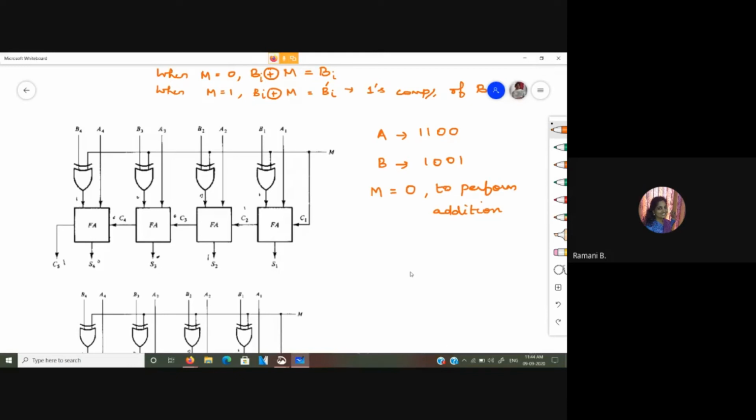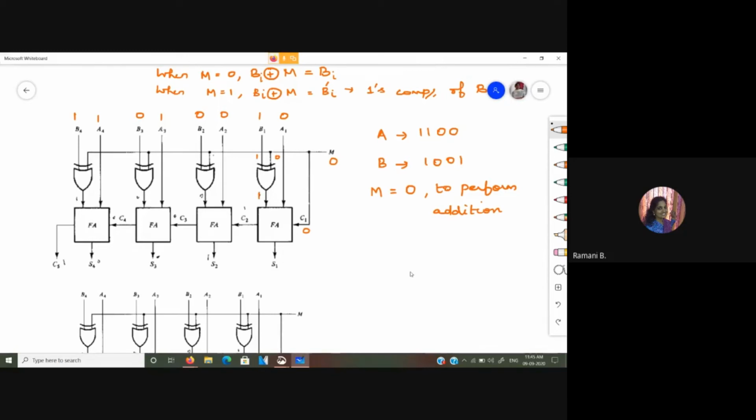Okay, so I am going to have 0, 0, 1, 1 for A and 1, 0, 0, 1 for B. And here I have considered M to be 0. So with that, this C1 will be 0. And here I have a 0 and 1 from this B1. So 1 XORed with 0 will give me a 1.